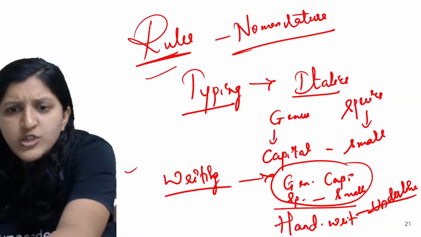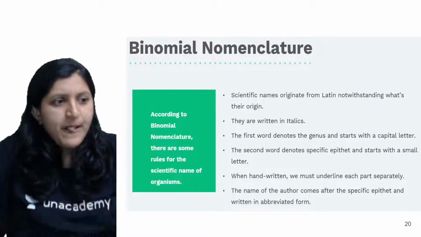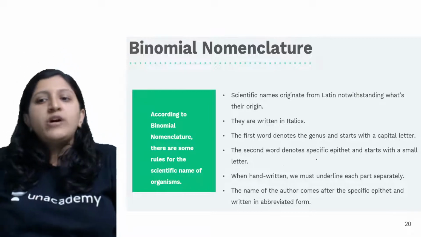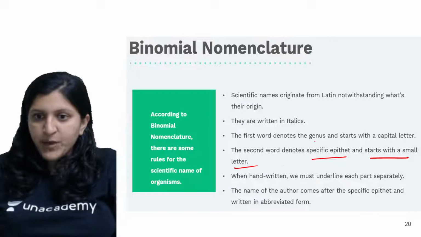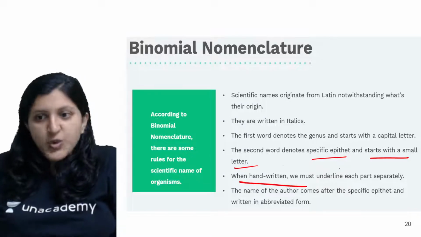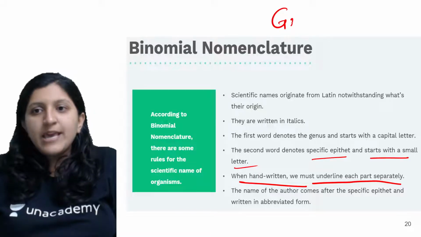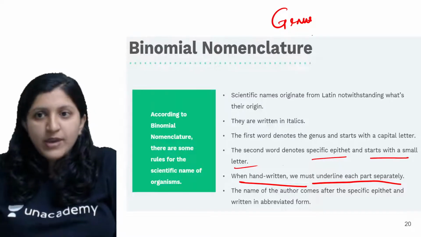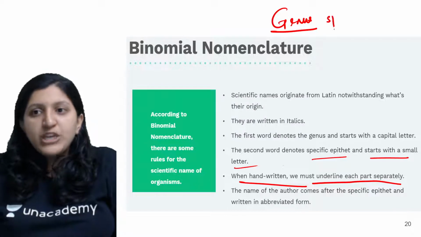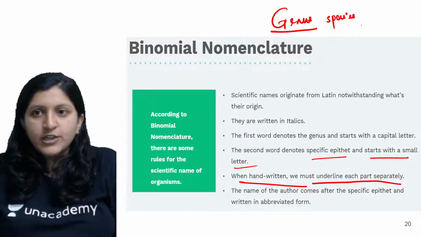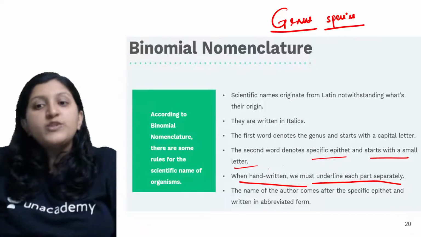All right, I'll just complete this. So that is nomenclature. Here the second word denotes the specific epithet, which starts with a small letter. When handwritten, we must underline each part separately. So the genus name you write, the first letter is capital, and you underline it. The species name you write later, with a slight gap, and again you underline it. So that is when handwritten.